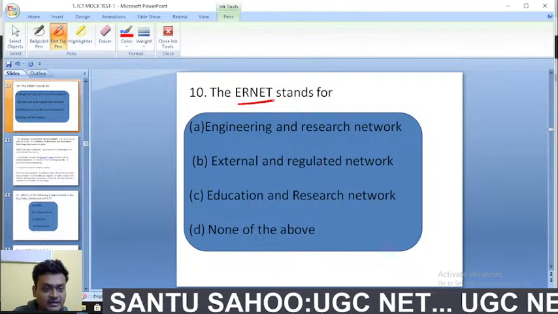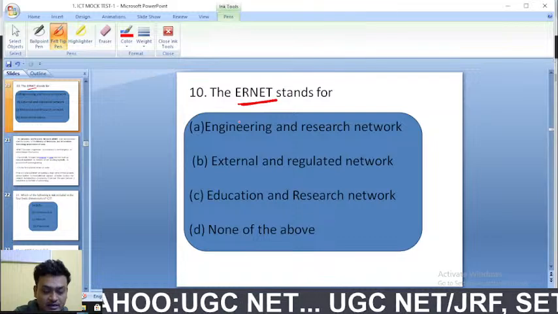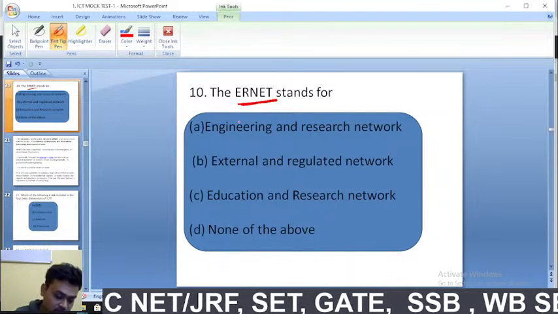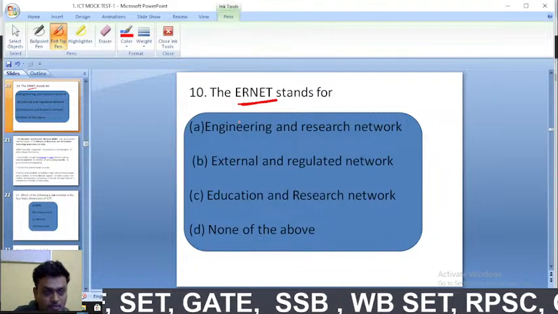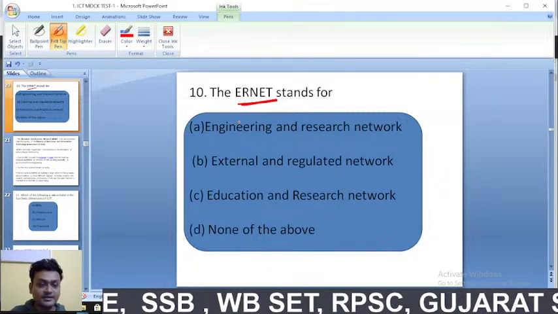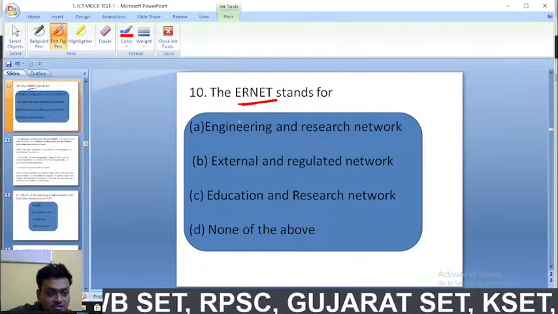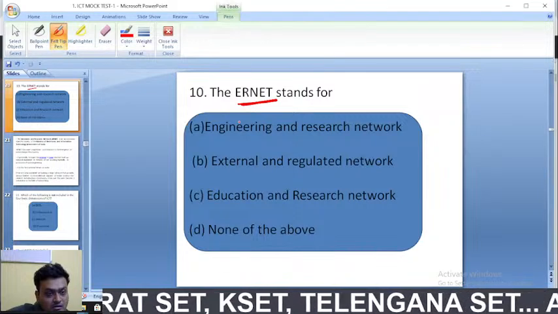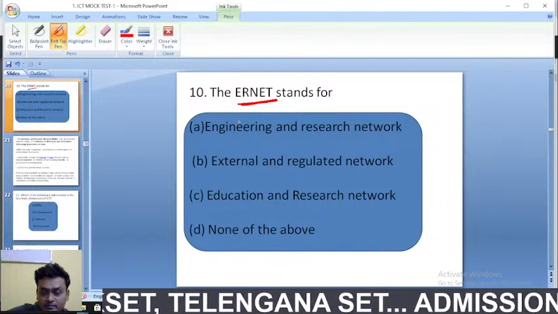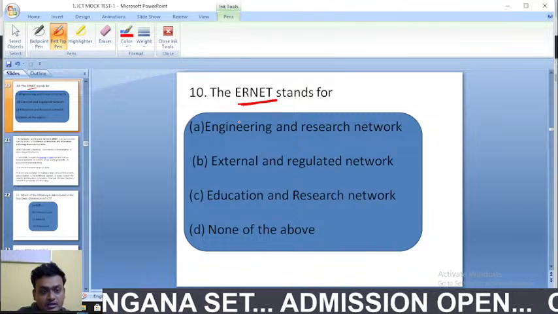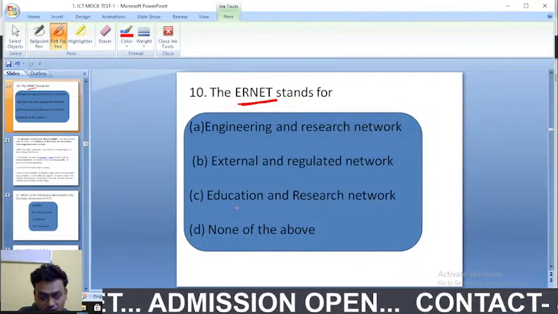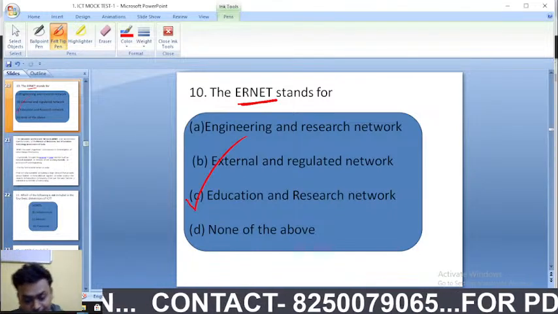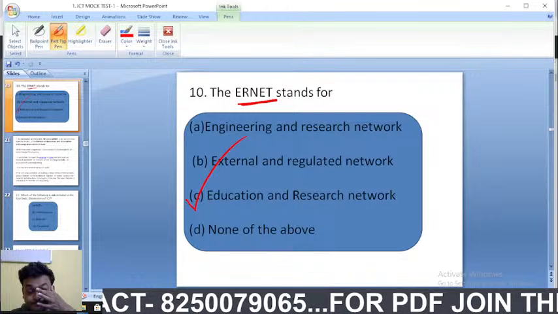What is the full form of ERNet? Engineering and Research Network, External and Regulated Network, Education and Research Network. ERNet का full form क्या है? That is Education and Research Network. ठीक है.